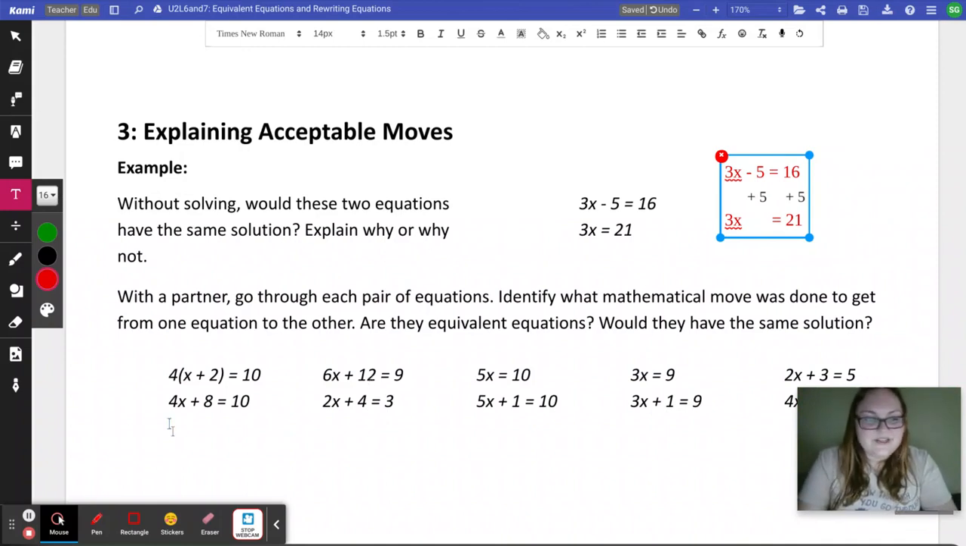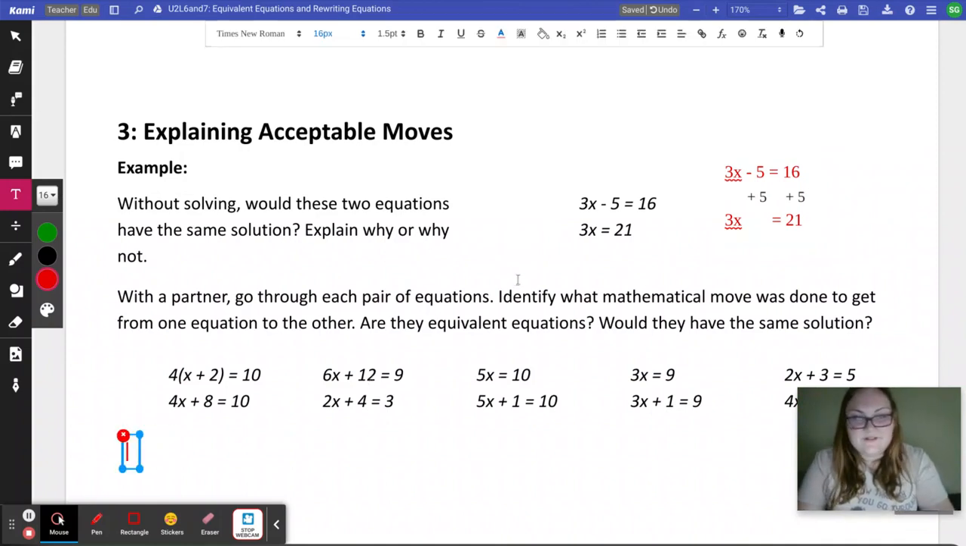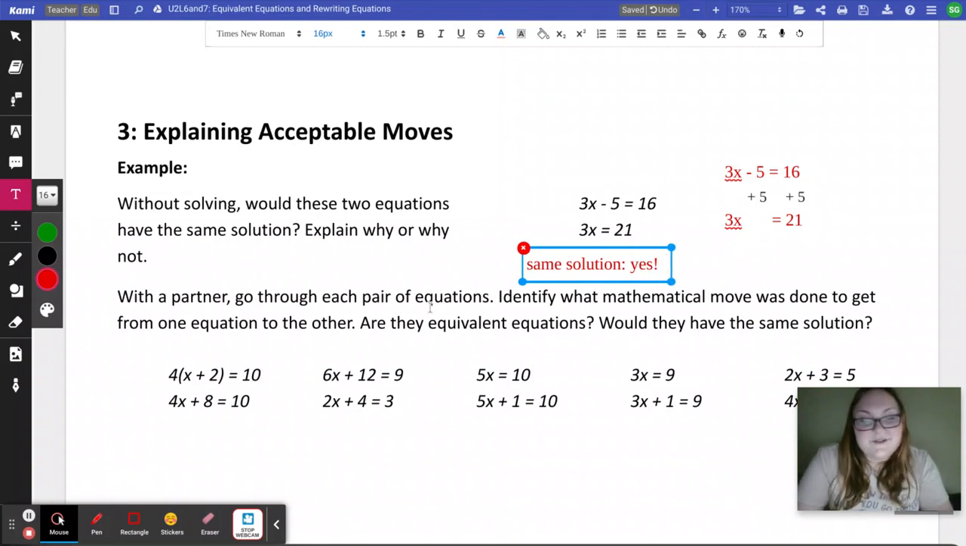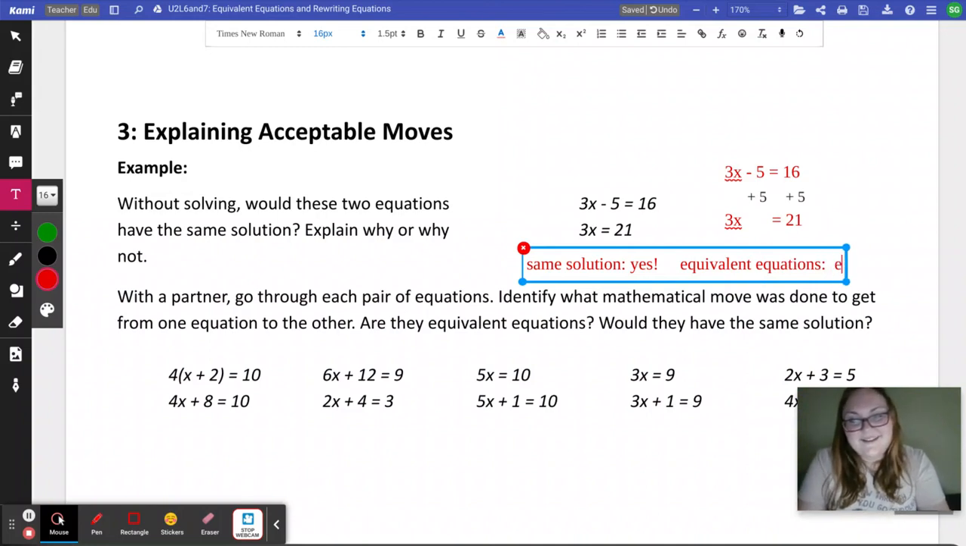So when it comes to the question of do these have the same solution? Let me put it down here. Do they have the same solution? My answer is yes. There's another part to this question, and that is, are they equivalent equations? What do you think? Are those two equations equivalent equations? Well, the answer there is also yes. If they have the same solution, it means they're equivalent equations. Remember our definition of equivalent equations. They look different, but they describe the same solution. It turns out that both of these equations here are describing the solution x equals 7.